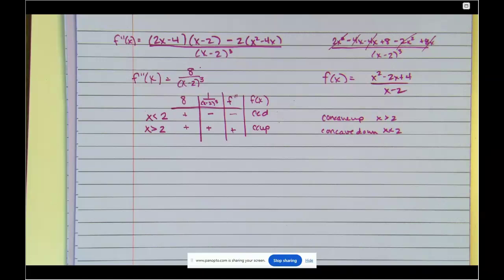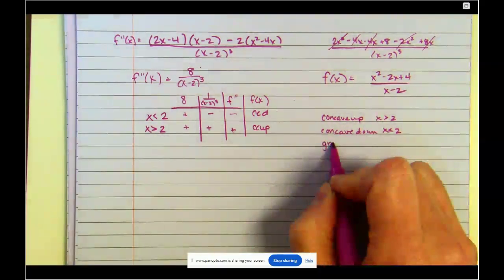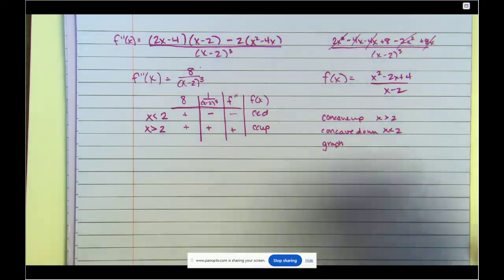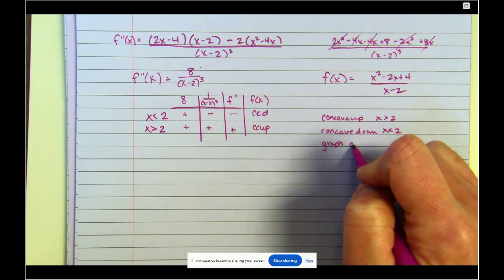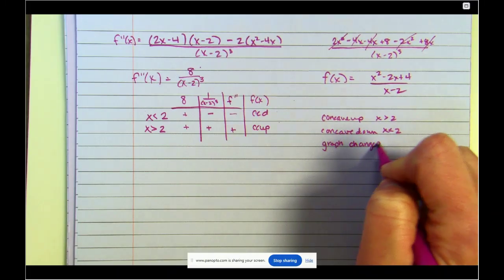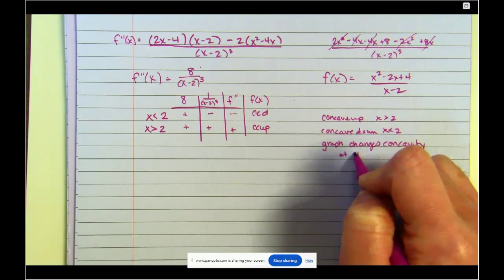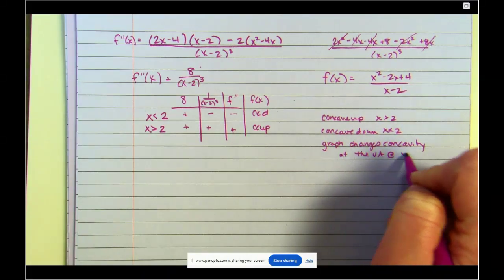The graph changes concavity at 2, but it's not an actual point because there's a vertical asymptote there. There is no point there. So you maybe would want to say it's concave up, concave down, graph changes. I don't even think I would need you to say it. It obviously changes concavity. But for your notes, the graph changes concavity at the vertical asymptote at x equals 2.